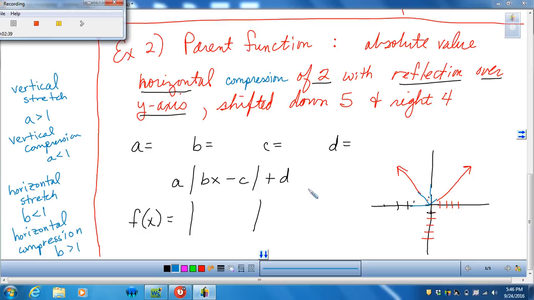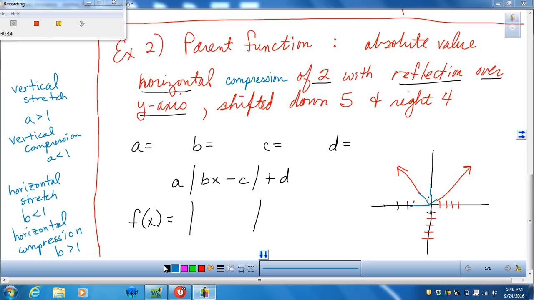Okay, for example 2, we now have a parent function that is absolute value. We have horizontal compression of 2 with reflection over the y-axis, and it's also shifted down 5 and right 4. Now, just a note, vertical stretch is when a is greater than 1. Vertical compression is when a is less than 1. Horizontal stretch is when b is less than 1, and horizontal compression is when b is greater than 1.